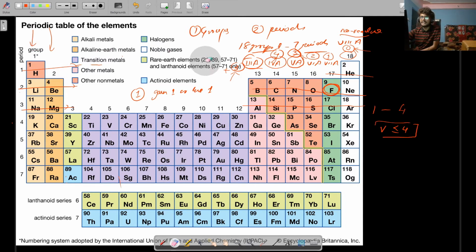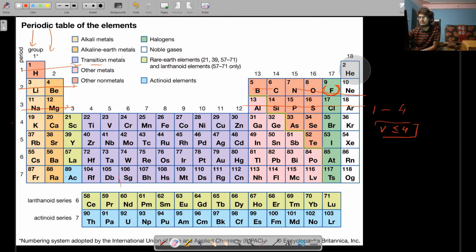So 1A, 2A, that becomes very easy because now you can easily find the valency. 3A will have valency 3, 4A will have valency 4. Now you know valency will never exceed 4, so after that it will keep on decreasing. After 4, valency will be 3, then again 2, then 1, then 0. It's better if you understand it this way: 1A, 2A, 3A, 4A, 5A, 6A, 7A, and 8A. That is how you name the groups, and that will be easier to remember the valency. So this is about valency.